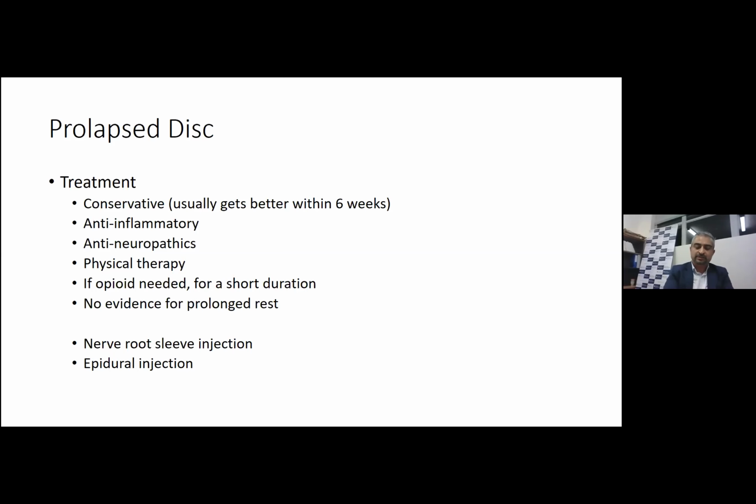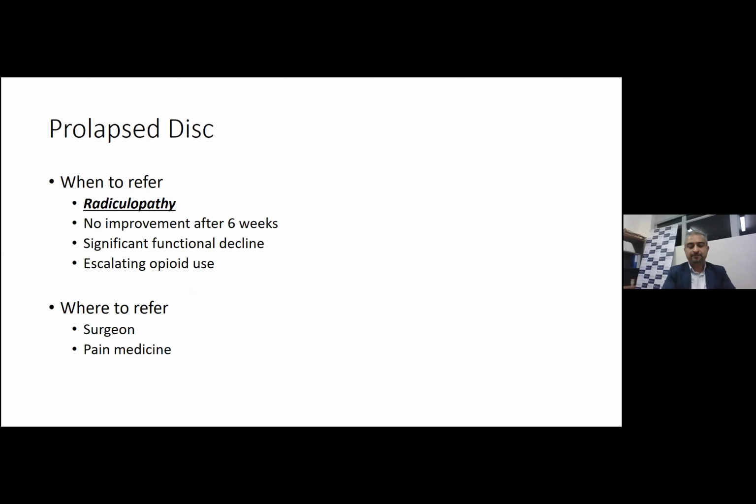The other treatment options would be nerve root sleeve injections or epidural injections, which I'll come back to a little bit later. When to refer?